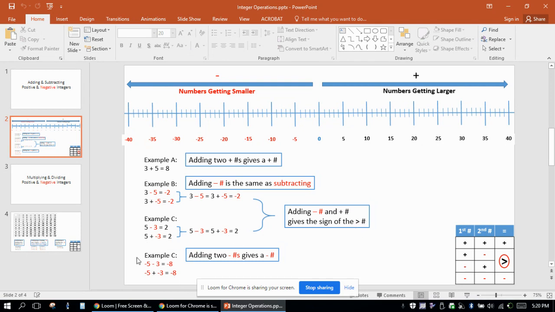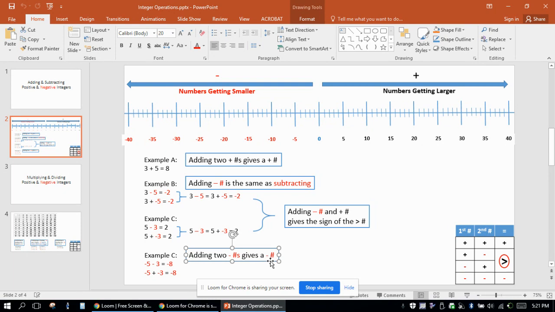And our last example here says, what happens when I add two negative numbers? Let's start out with a negative 5 here, and then we're going to go left again, 3. That's how I wound up with a negative 8. We already know that adding a negative number is exactly the same as subtracting. So the rule is whenever I add two negative numbers, it gives me a negative number.